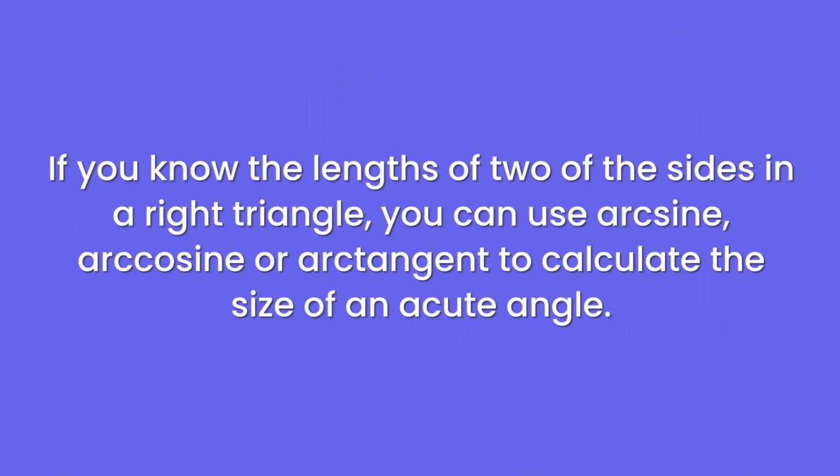If you know the lengths of two sides in a right triangle, you can use arcsine, arccosine, or arctangent to calculate the size of the acute angles.